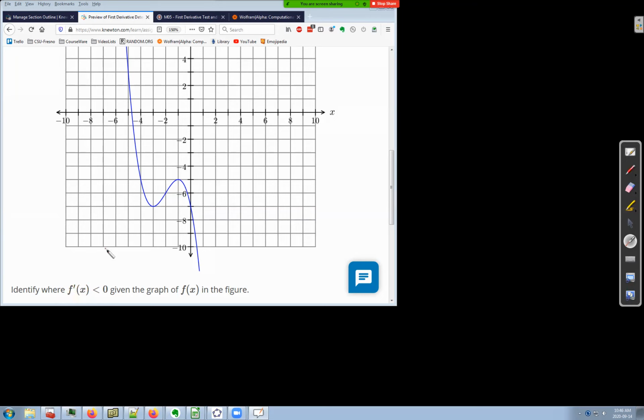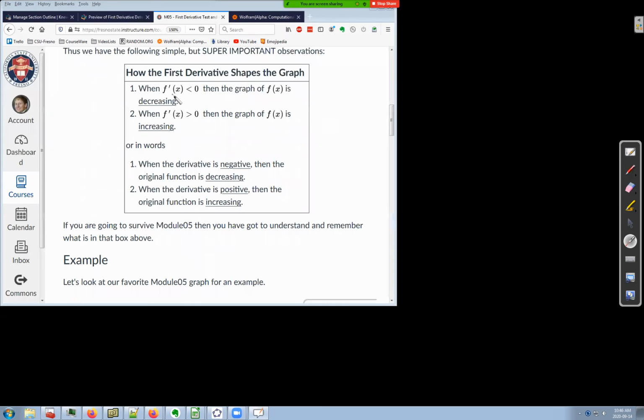All right, if you know what you're doing, problems like this are pretty straightforward. So you might say, how am I supposed to do this? They gave me the graph of f, not the graph of f prime. So I somehow have to exploit the relationship between f and f prime in order to answer the question. And so the key fact that I'm going to use here is this one right here. It's how the first derivative shapes the graph.